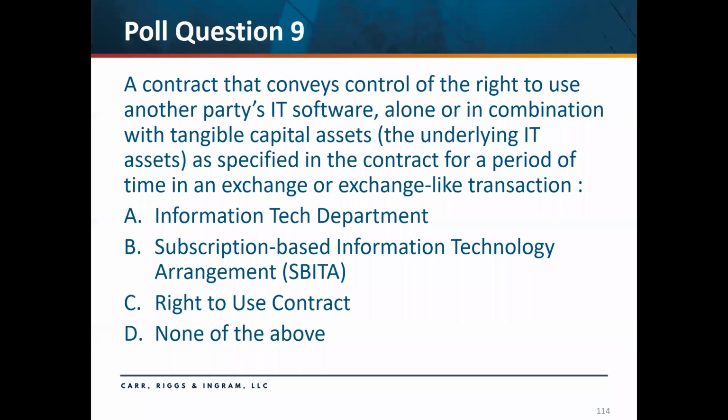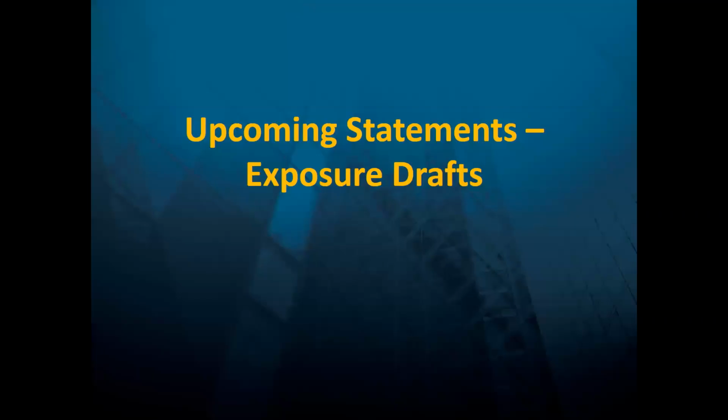Thank you, AJ. And launching polling question 9, and I'll read it out. It reads, a contract that conveys control of the right to use another party's IT software, alone or in combination with tangible assets as specified in the contract, for a period of time in an exchange or exchange-like transaction. Is it information technology department, subscription-based information technology arrangement, a right to use contract, or none of the above? So AJ, I'll let you proceed with the next couple of slides whilst people get their answers in.